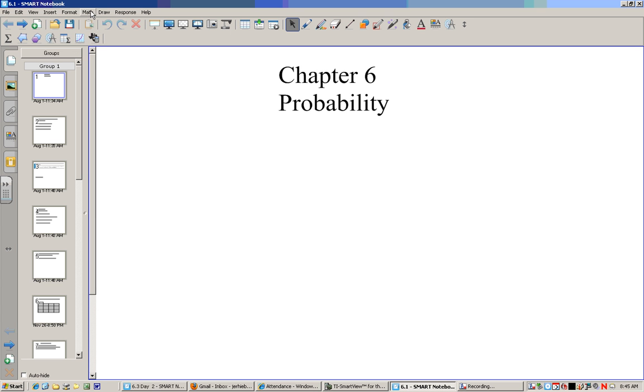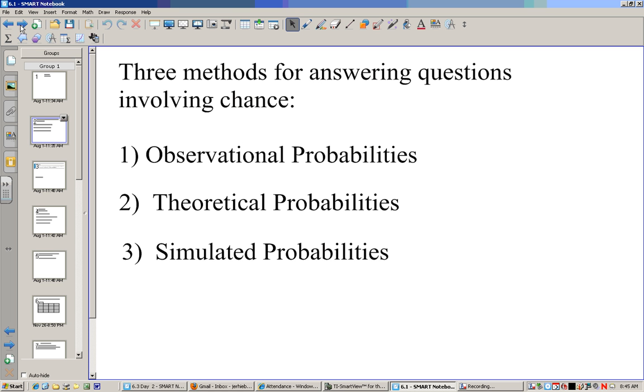Hello and welcome to the first lesson of Chapter 6 on probability. Today we're going to learn about simulations, but first we're going to learn about some terms with probability. There's three methods for answering questions involving chance.